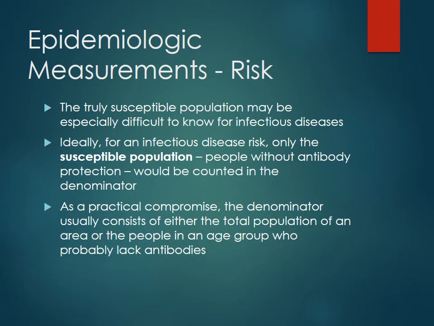The truly susceptible population may be especially difficult to know for infectious diseases as well. Ideally, for an infectious disease agent, only the susceptible population, those without antibody protection, would be counted in that denominator, but that can be pretty difficult to determine in a lot of cases. So as a practical compromise, the denominator very frequently consists of either the total population of an area or the people in an age group who probably lack antibodies. Sometimes you can get that data by looking at the immunization status of a group to try to figure out who specifically is at risk.